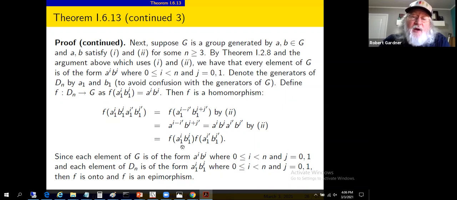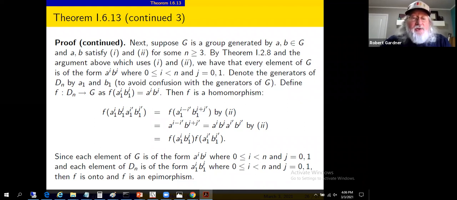So this becomes F of A1 to the I, B1 to the J, times F of A1 to the I prime, B1 to the J prime. Remember, we started with a product of two elements written in the form that we know the elements of D sub n can be expressed. F of that product is the product of those F's, so F is a homomorphism. That's exactly what we need to show we have a homomorphism. Oh, with the added little caveat that this is what the elements in the dihedral group look like. We know that. We established that previously. So we do have a homomorphism.